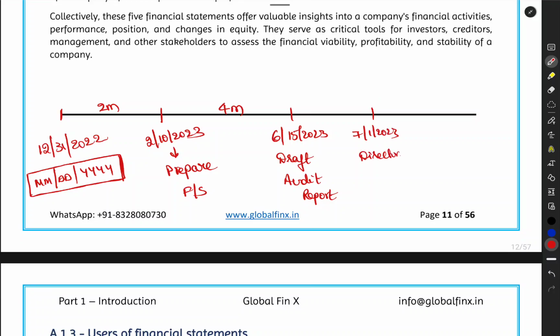Directors responded. Then on July 15th, 2023, the auditors gave the final audit report. Then somewhere in September, let's say September 10, 2023, the shareholders' AGM is conducted. The annual general meeting is conducted.